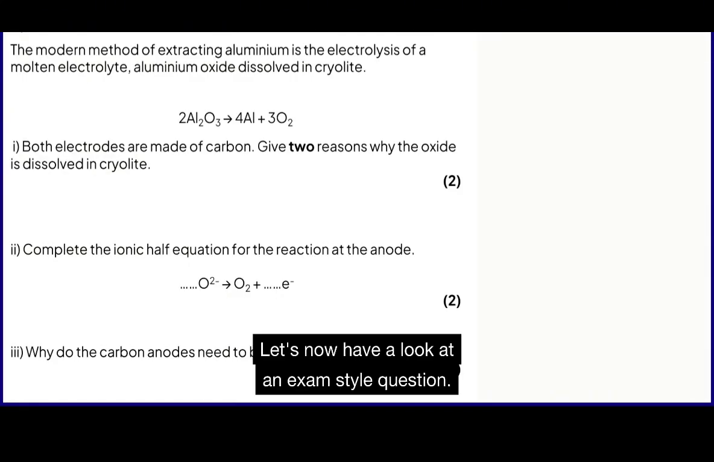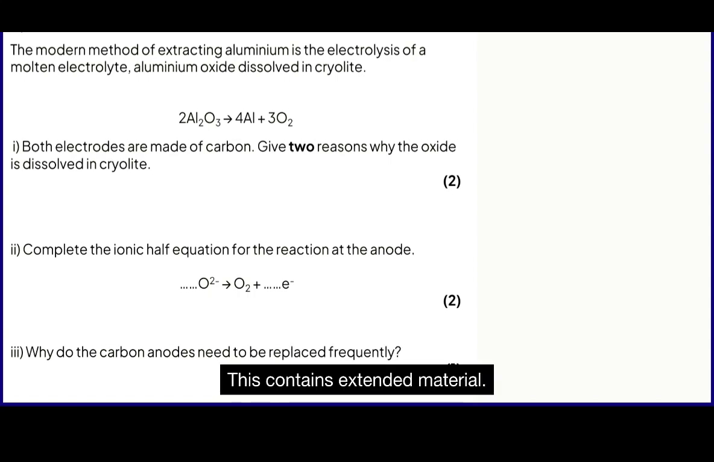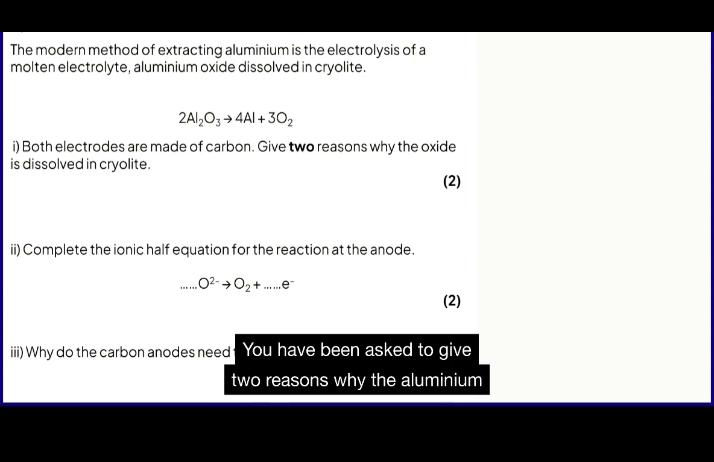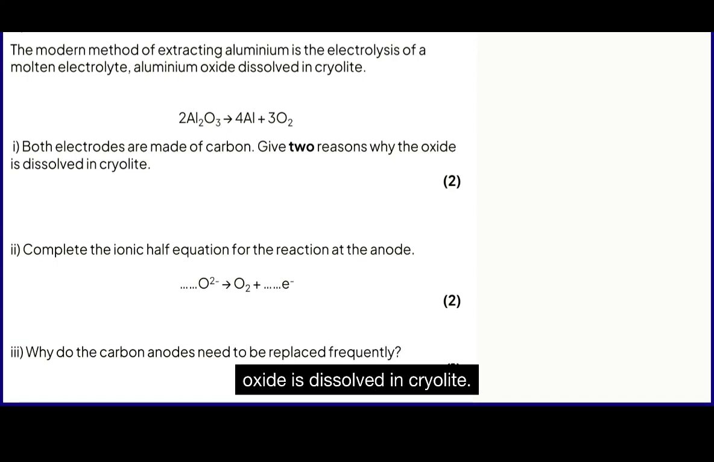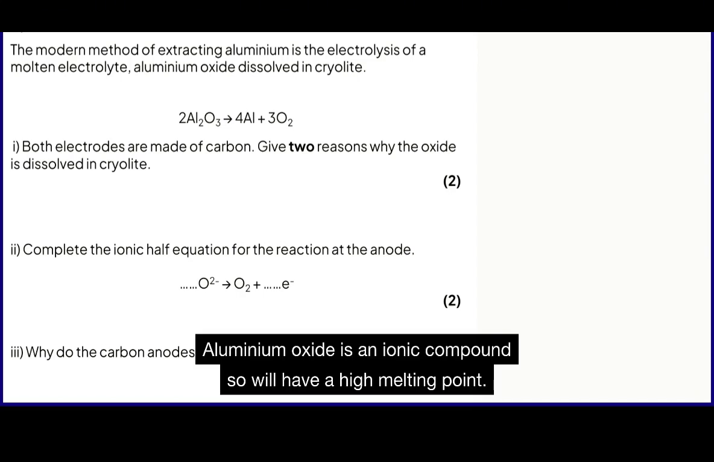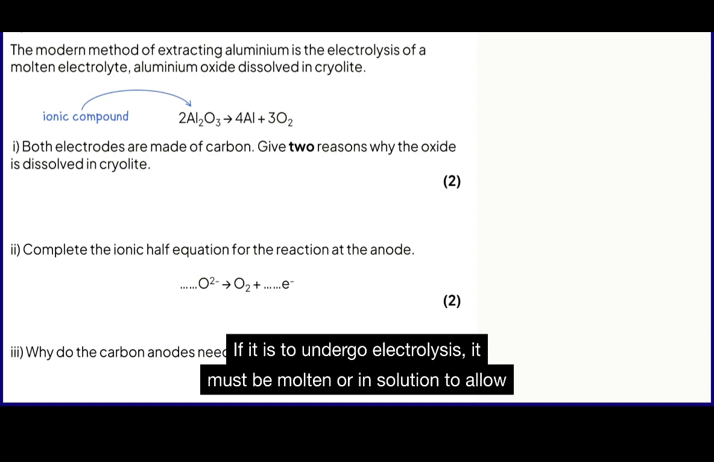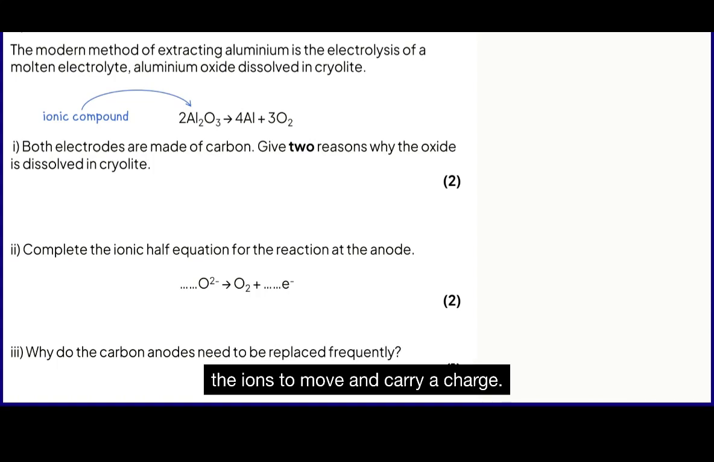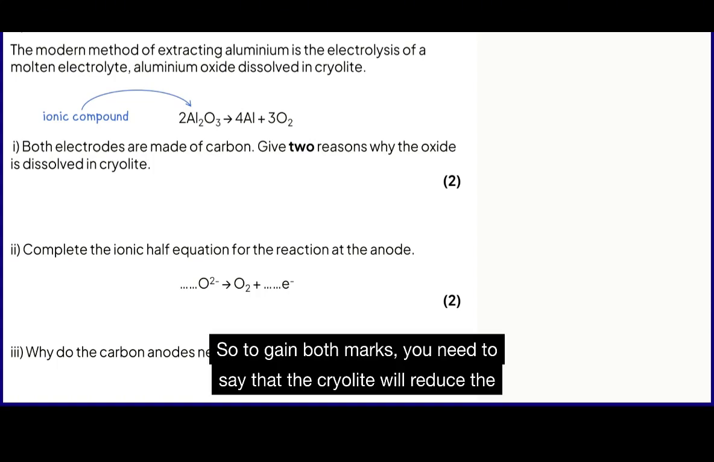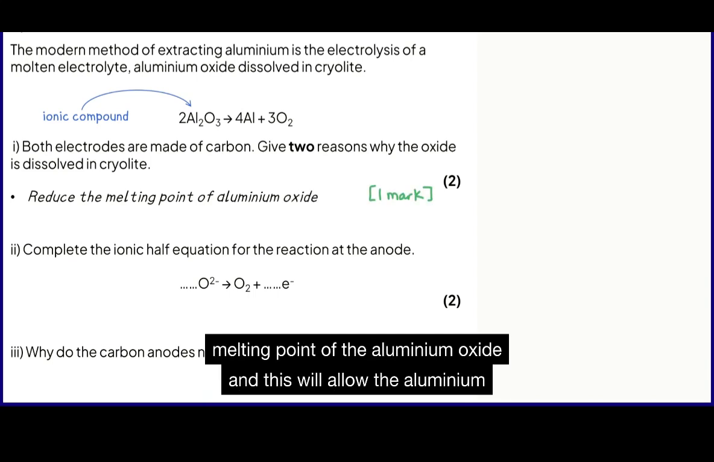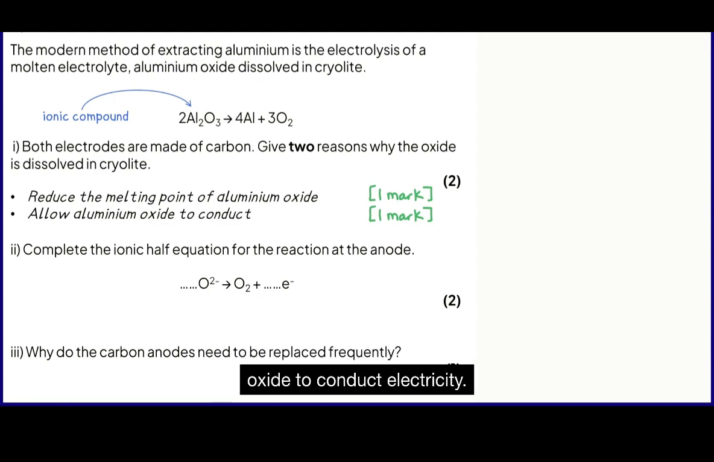Let's now have a look at an exam-style question. This contains extended material. You have been asked to give 2 reasons why the aluminium oxide is dissolved in cryolite. Aluminium oxide is an ionic compound, so will have a high melting point. If it is to undergo electrolysis, it must be molten or in solution to allow the ions to move and carry a charge. So to gain both marks, you need to say that the cryolite will reduce the melting point of the aluminium oxide, and this will allow the aluminium oxide to conduct electricity.